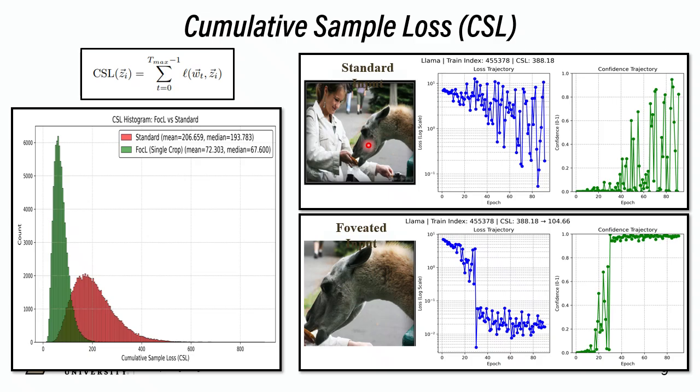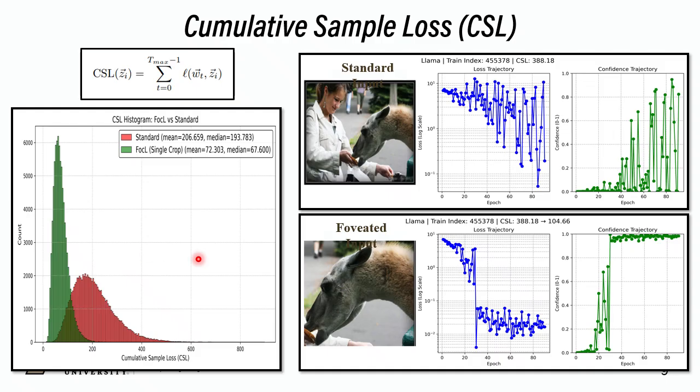If you see here with the person feeding this llama and the label being llama, the issue that we mentioned earlier, we can see this from the loss and confidence trajectory, as things are very jittered here. It's a very hard sample to learn because of so many different factors, a lot of background coming in, and this is shown by the CSL value here. Versus for our foveated glimpse, where we remove the person altogether with the help of the bounding box, here both the loss and the confidence are more stable, and this also shows from the reduced CSL value.